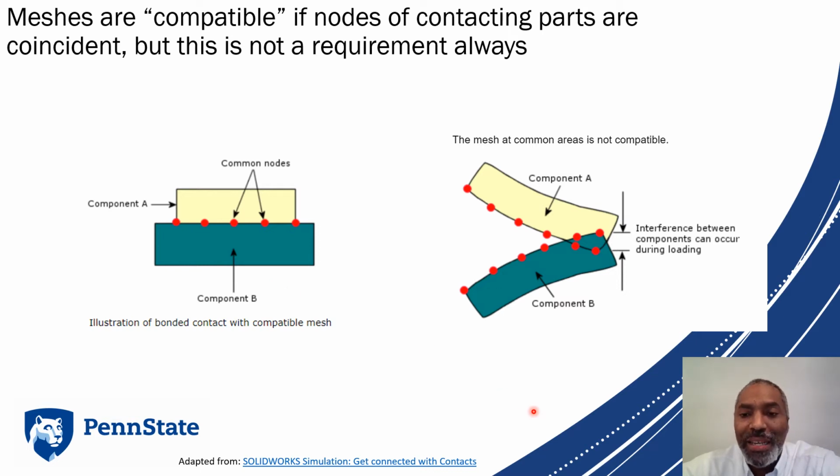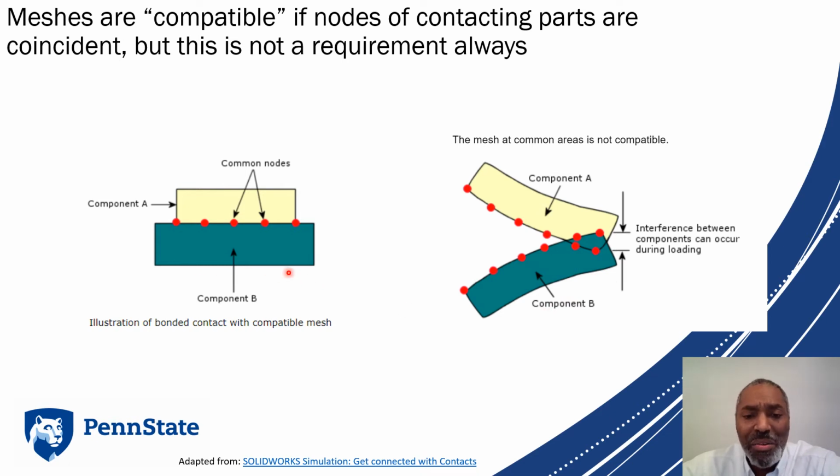Here on the right-hand side, we have our component A and our component B. These two things were not necessarily in contact to start. They were meshed separately, and because of that, the nodes may not line up. Since those nodes do not line up, this is a mesh that is not compatible, and then interference can occur between our two bodies during loading, and this is what would have to be solved for.